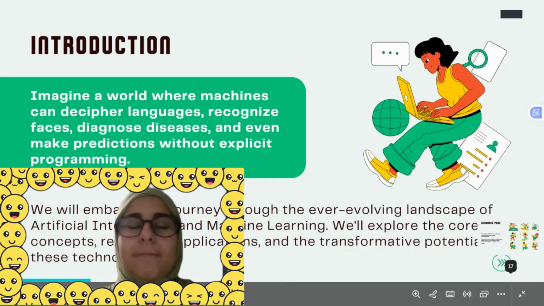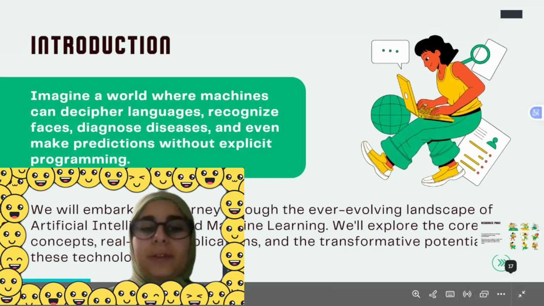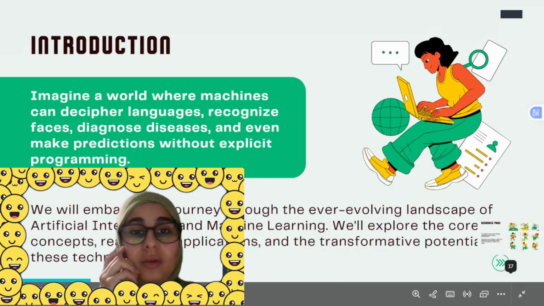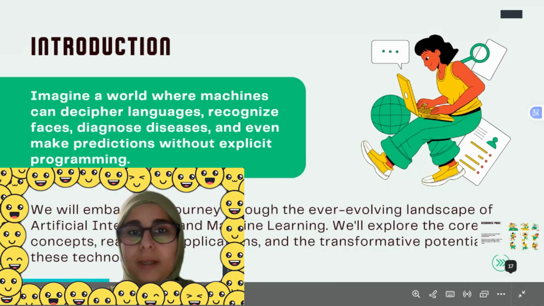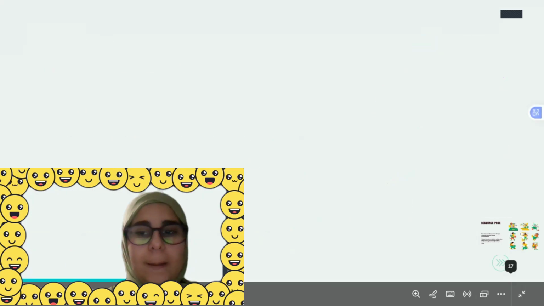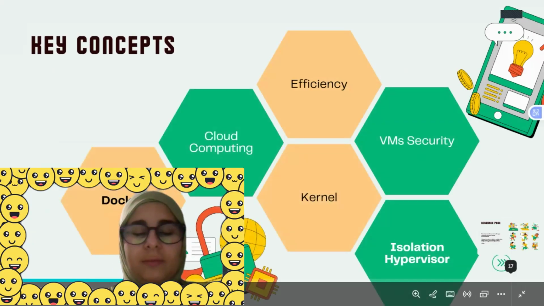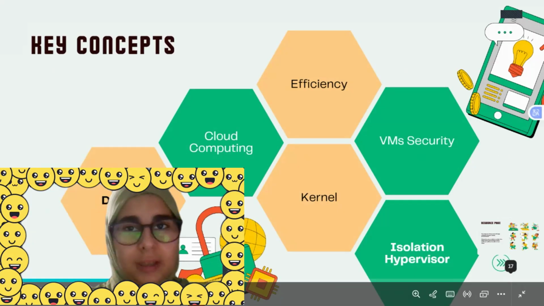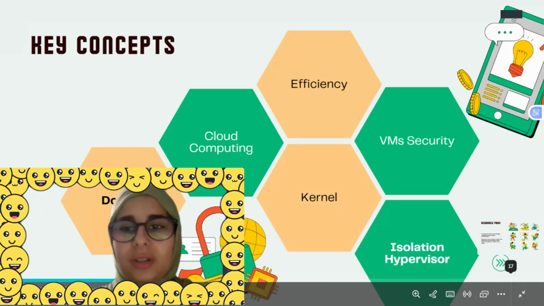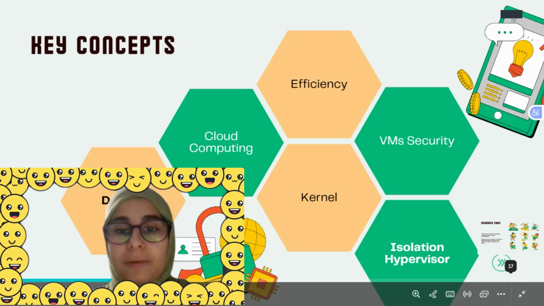So we're talking about an example about virtualization. We want to talk about artificial intelligence and machine learning, and how they come together. And also we can talk about something else. First of all, what is virtualization? Here it's focusing on artificial intelligence, but I want you to know the meaning of this. Our key concepts in this course are going to be Docker, efficiency, kernel, virtual machine security, and cloud computing isolation, hypervisor and so on.